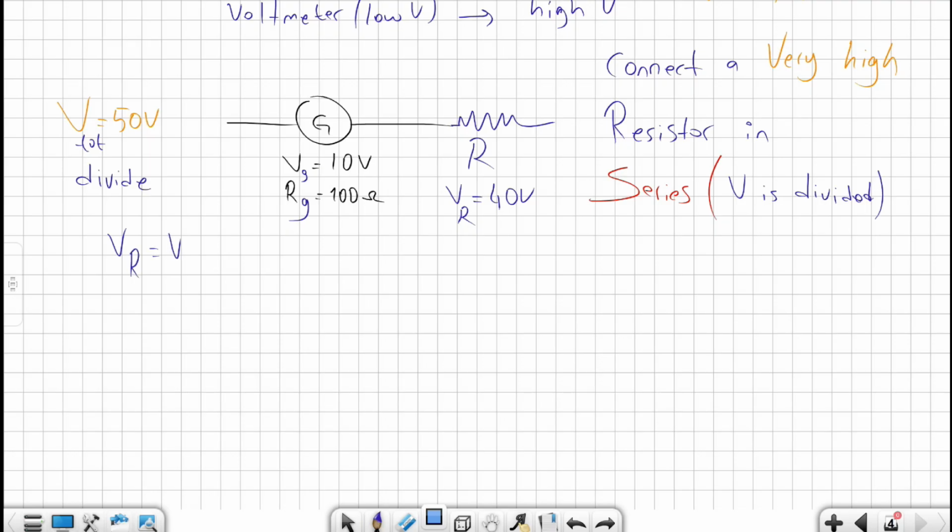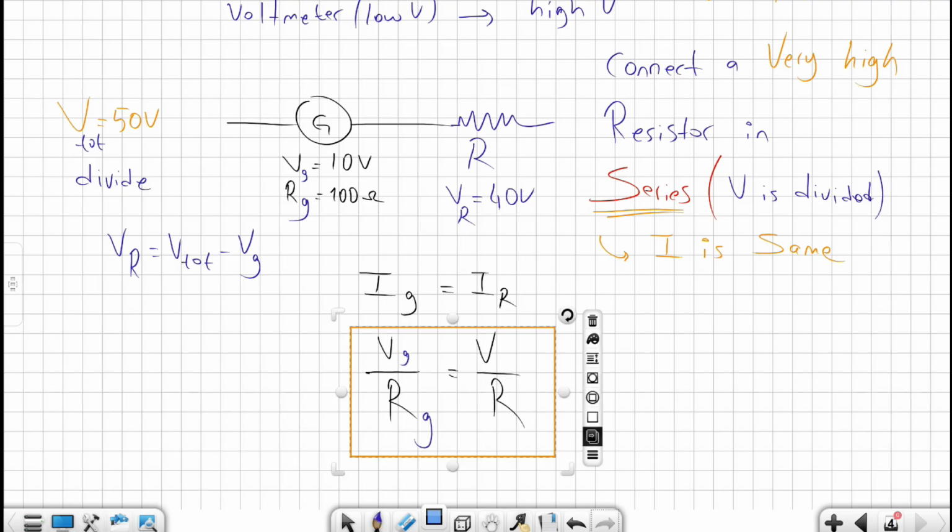And we can say that VR is equal to V total minus VG. And here we have series combination. We need to remember that whenever we see series combination, current is the same in all components. So we can say that IG is equal to IR. And every current according to Ohm's law is equal to V over R. This side is VG over RG and the other side is just VR over R.